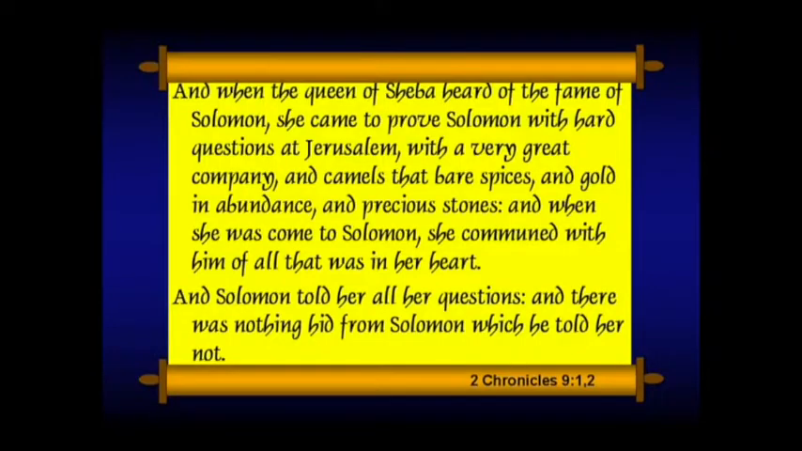So anyway, she communed with him of all that was in her heart, and Solomon told her all her questions. And there was nothing hid from Solomon which he told her not. These two were apparently, the term we might use is intimate. There is a legend we're going to talk about that she gave birth to a son for Solomon that is at least claimed to be the lineage all the way to Haile Selassie. We'll talk about that here in a minute.